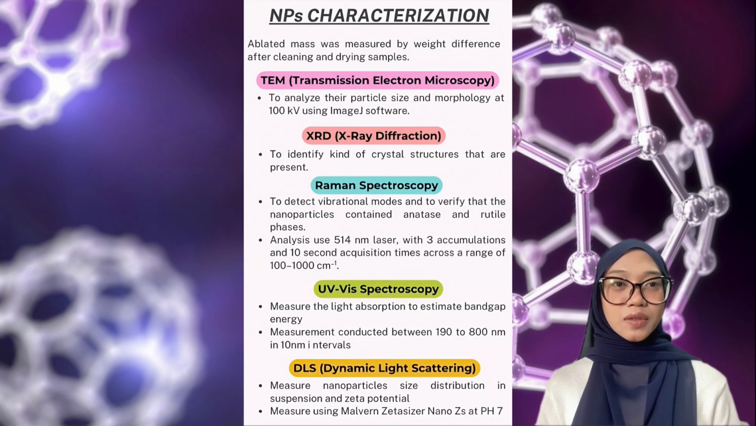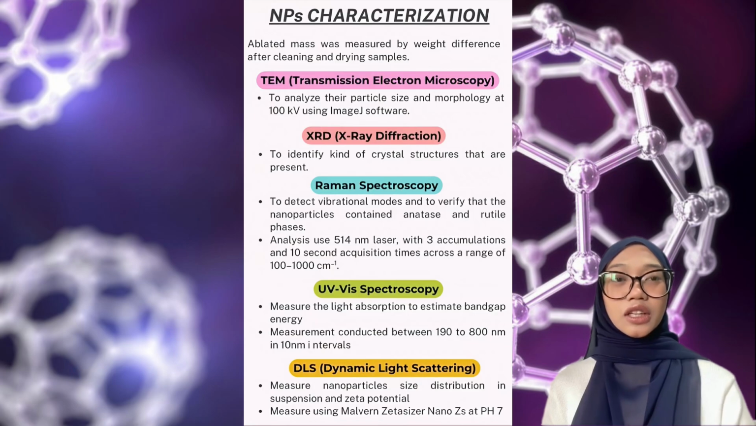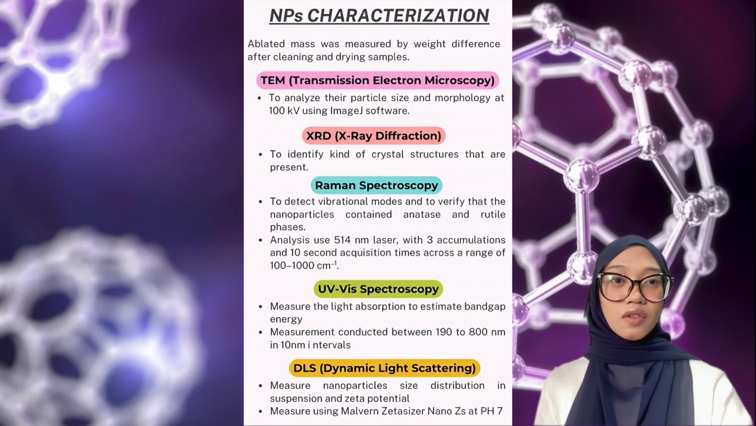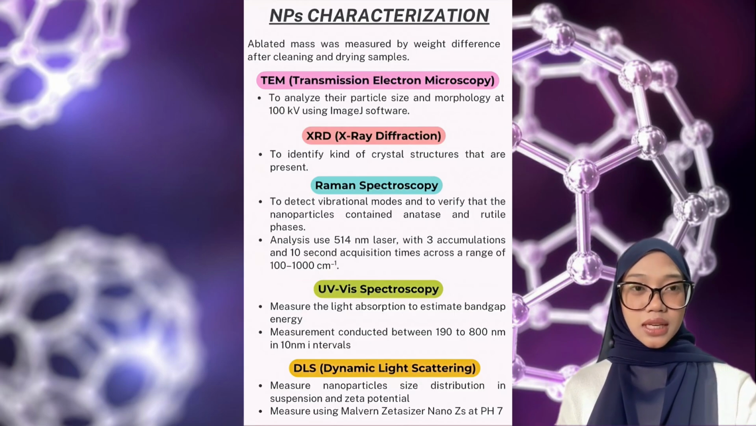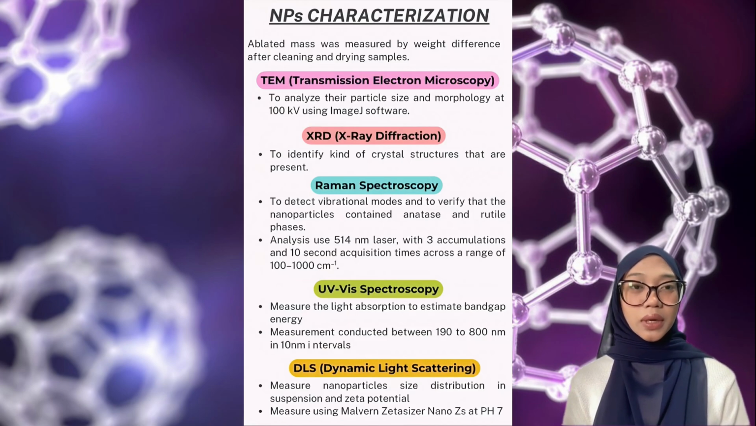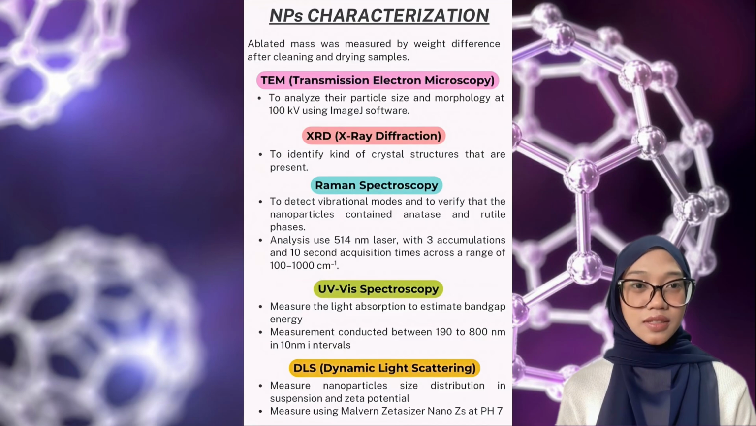XRD and Raman were used to determine their crystal structure, while TEM is used to examine their size and shape. In order to quantify their band gap energy, UV spectroscopy is used to evaluate the amount of light they absorb, and DLS is used to quantify their size in water to check the stability of the suspension. To sum up, this experiment characterized the nanoparticles' dimension, form, compositions, and surface characteristics.